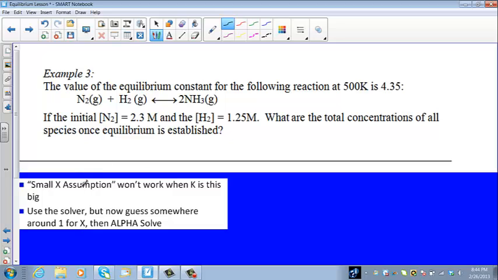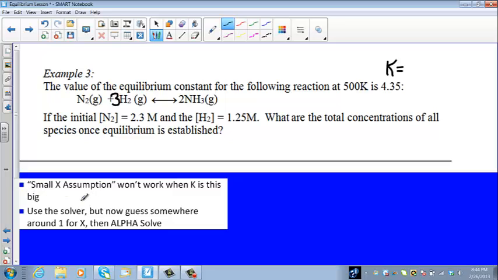All right. The value of the equilibrium constant for the following reaction at 500 K is 4.35. So here's our K value. Here's our reaction. Now notice this is not balanced. This needs to have a 3 here. If the initial concentration of N2 is 2.3 and the initial concentration of H2 is 1.25, what is the total of the concentrations of all species once equilibrium is established?